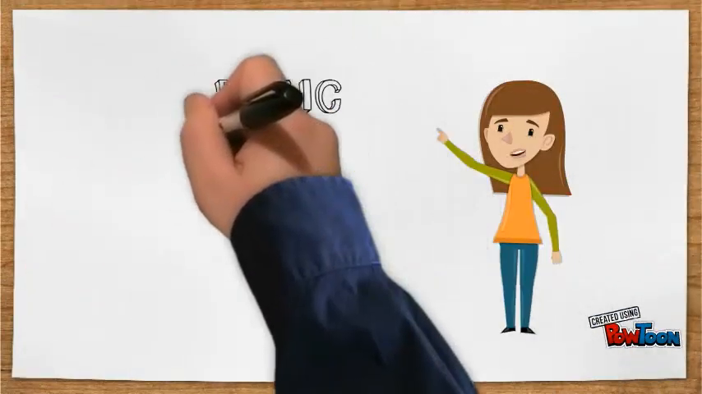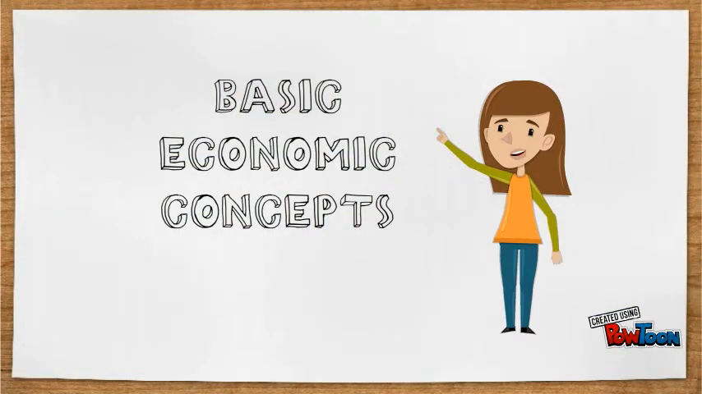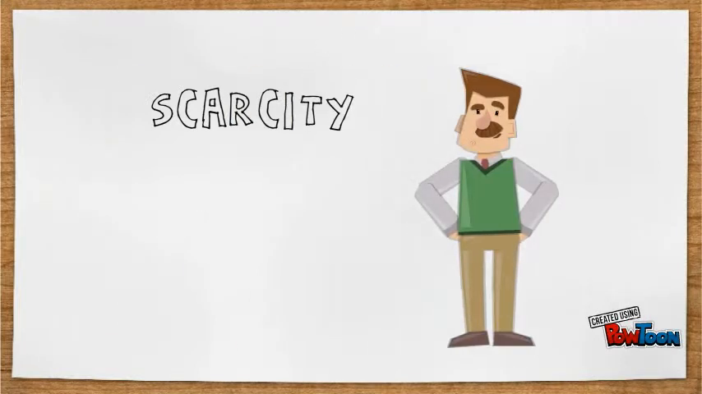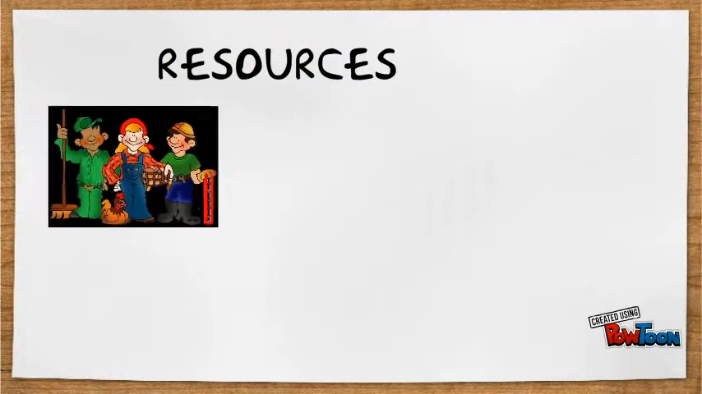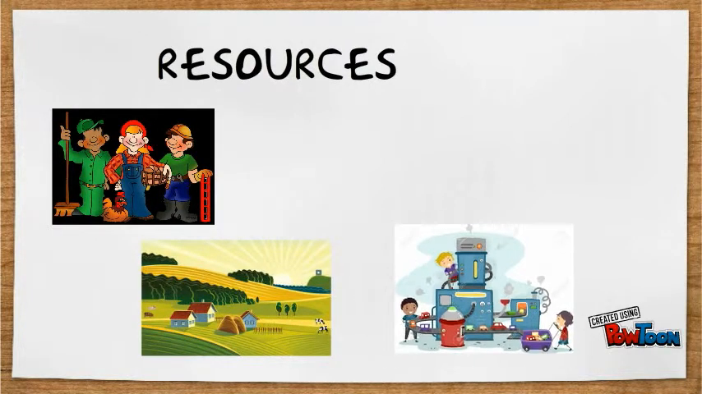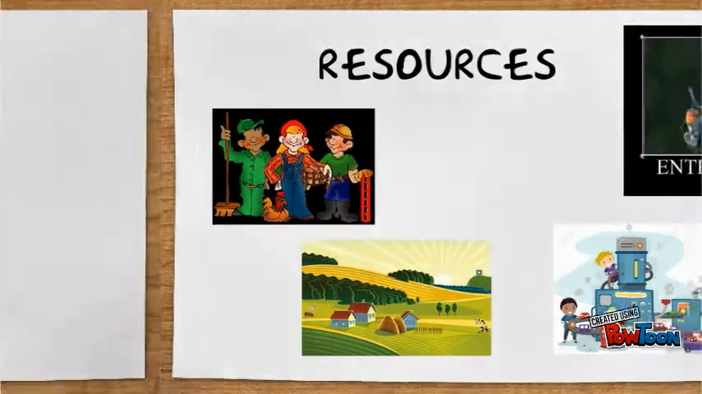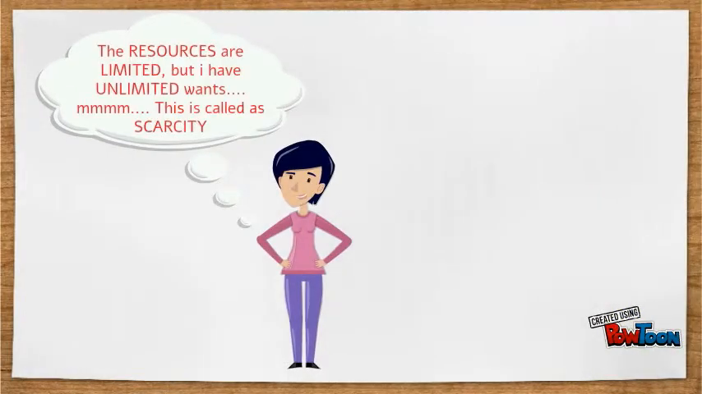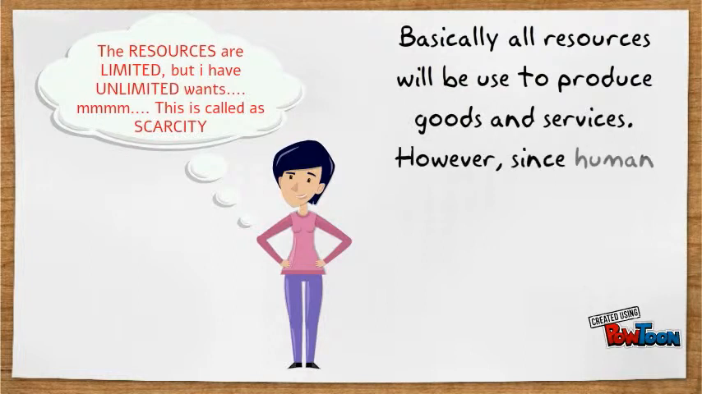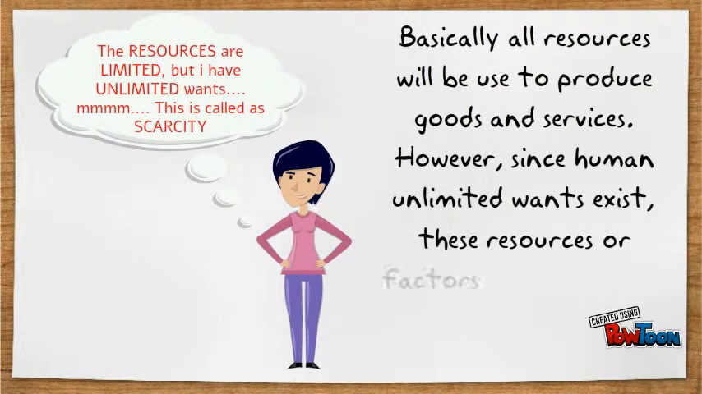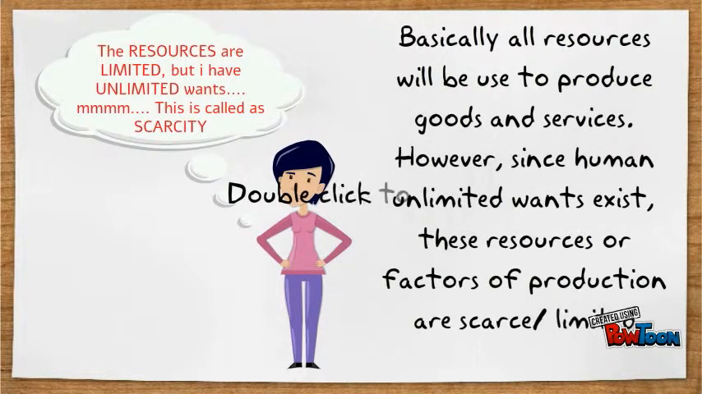Now we go to basic economic concepts. First, scarcity. What is scarcity? Before we look at the definition of scarcity, we need to identify the four types of resources, such as labor, land, capital, and entrepreneur. Since human unlimited wants exist, these resources or factors of production are limited, or scarcity happens.